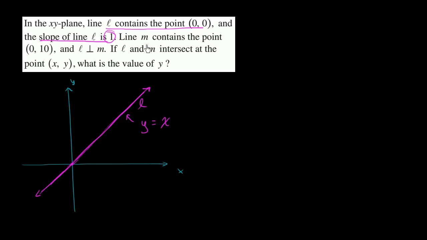Now, line M, let me do this in a new color. Line M contains the point (0, 10). So let's say that that's right over here. That's the point (0, 10) right over there. So along the y-axis, that would be at 10. And then along the x-axis, we're at 0.